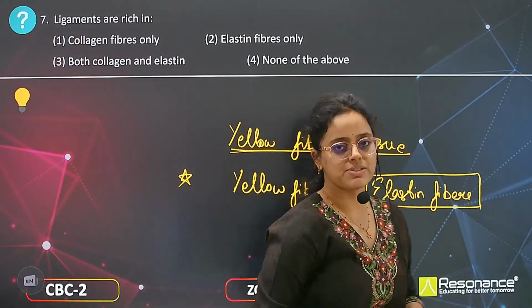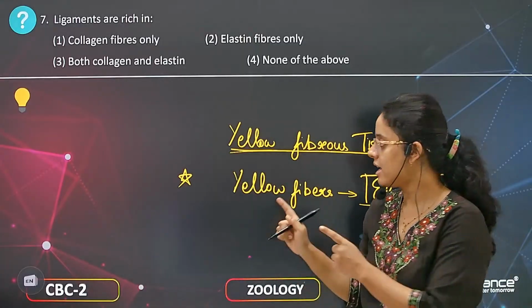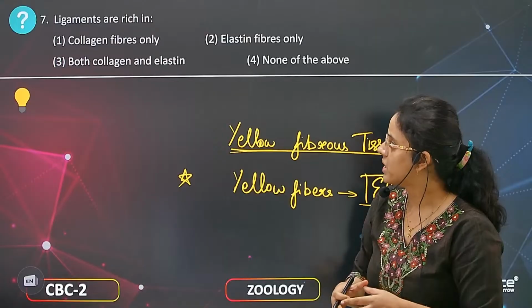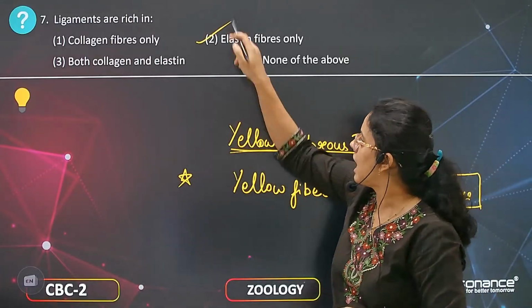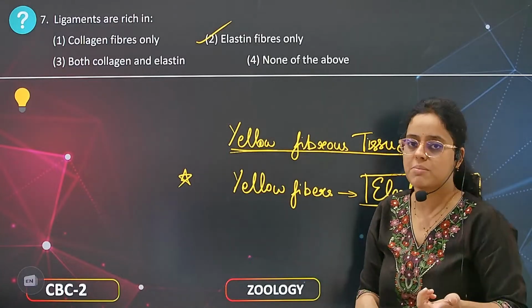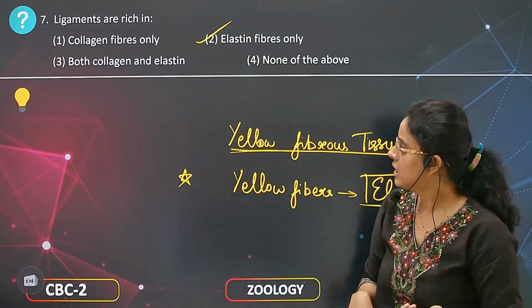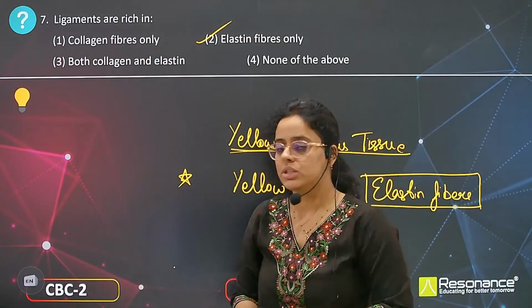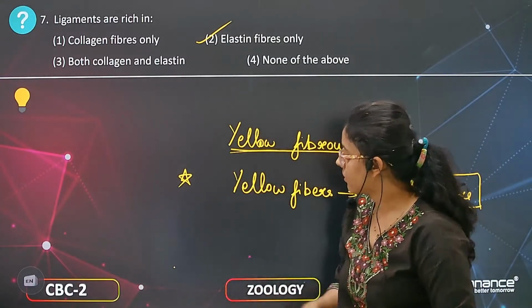which are elastin fibers. Yesterday we discussed this, and in a slide just before we also discussed it. So ligaments are elastin fibers, and they also consist of some amount of collagen. So here you can also go with both collagen and elastin.